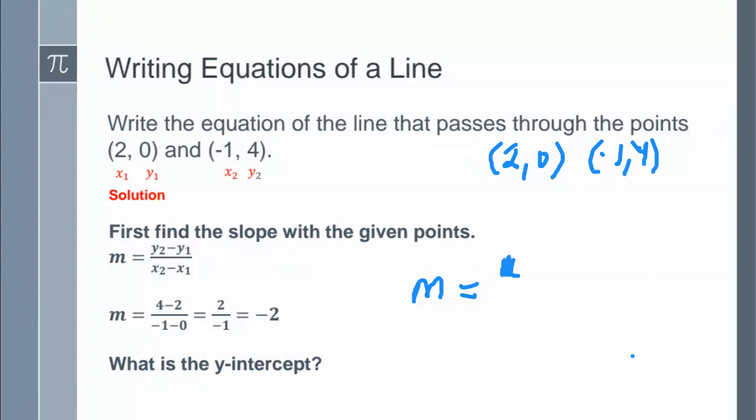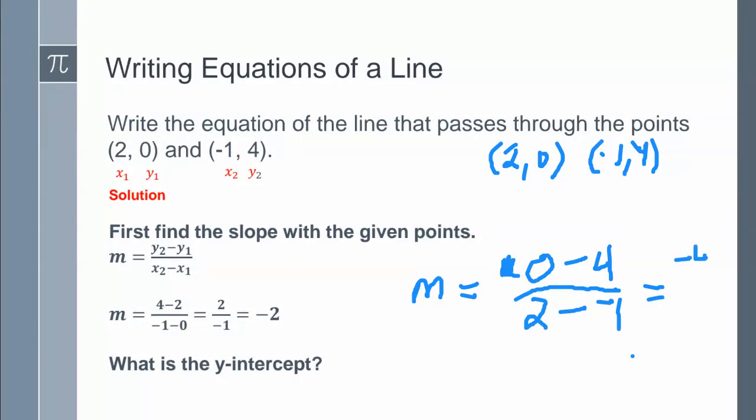So if you want to do the 2 first, you could do that. But first, let's do the y's, right? So 0 minus 4 divided by the 2 minus -1. And so here I switch them around, right? So we get a -4 divided by negative would be positive. So we would end up with a 3.